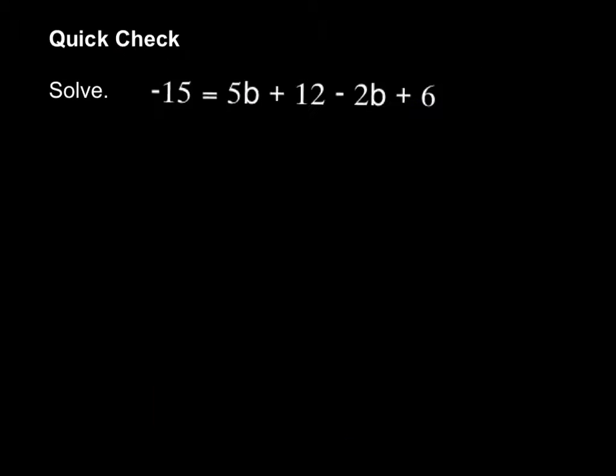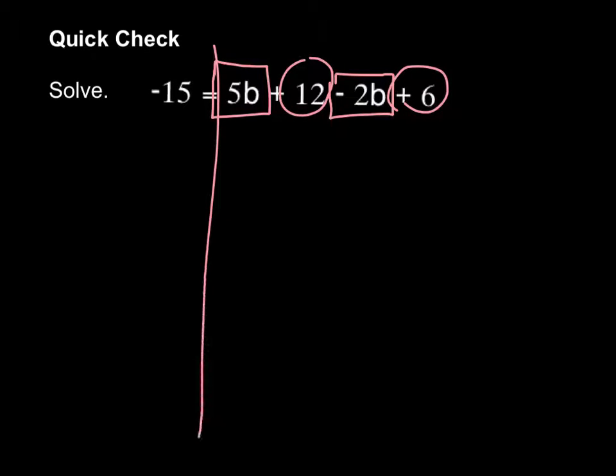Let's look at another. Here's the quick check. So I want you to pause, see how far you can get on your own, and then come back to the video. First thing that we need to do here is combine like terms. Like terms first. Here's 5B and negative 2B. And then here's positive 12 and positive 6. So like terms, negative 15 equals 5 minus 2 is 3B, and 12 plus 6 is 18.